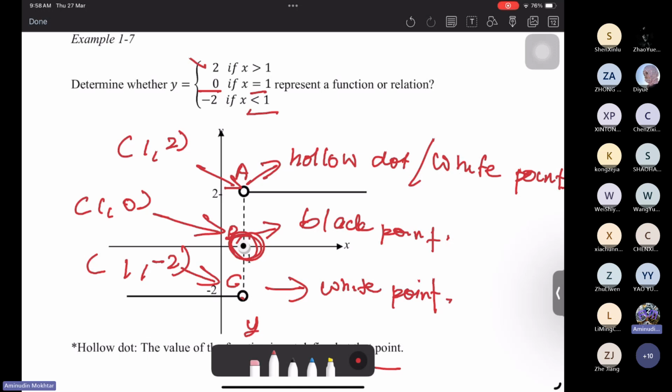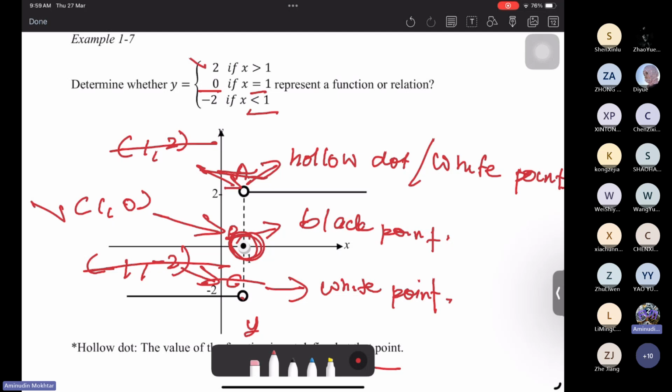Okay, since we have A, B, and C, the existing point is also called point C. This point does not exist. The point C also does not exist. That is the difference between black point and white point. We will see this case again at topic 5 or 6, if I'm not mistaken. That's how we determine what is a white dot or black dot.